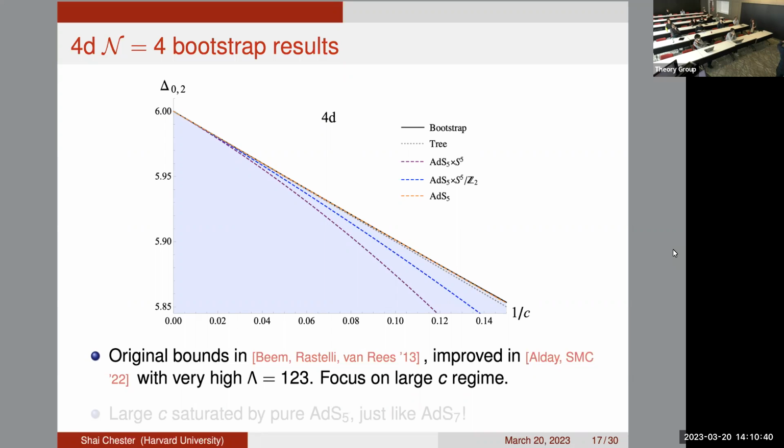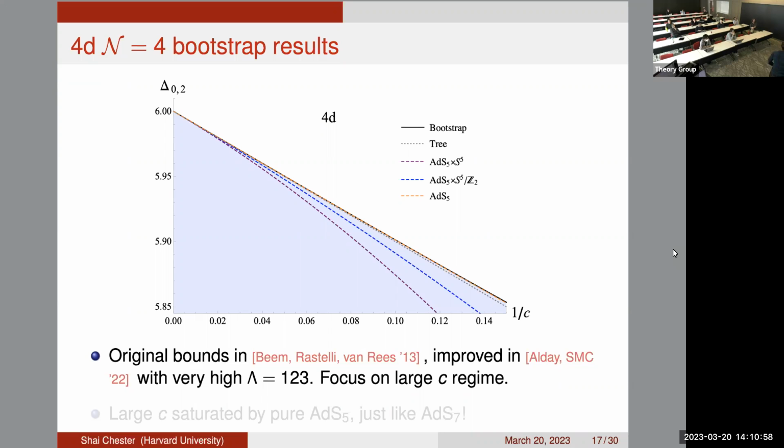So the black line is this upper bound that we get from the numerical bootstrap. The bootstrap is telling you that any theory with maximal supersymmetry must be at this black line or lower in this lightly blue shaded region. It's a little bit hard to see on the projector. And so black is non-perturbative in C.